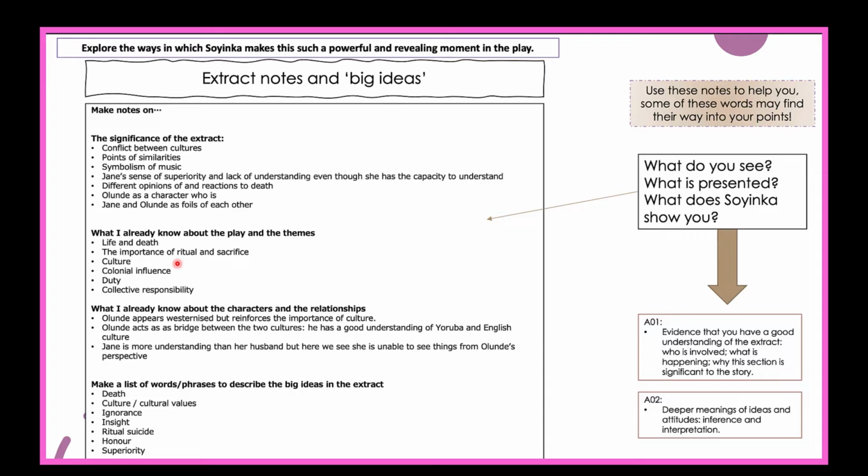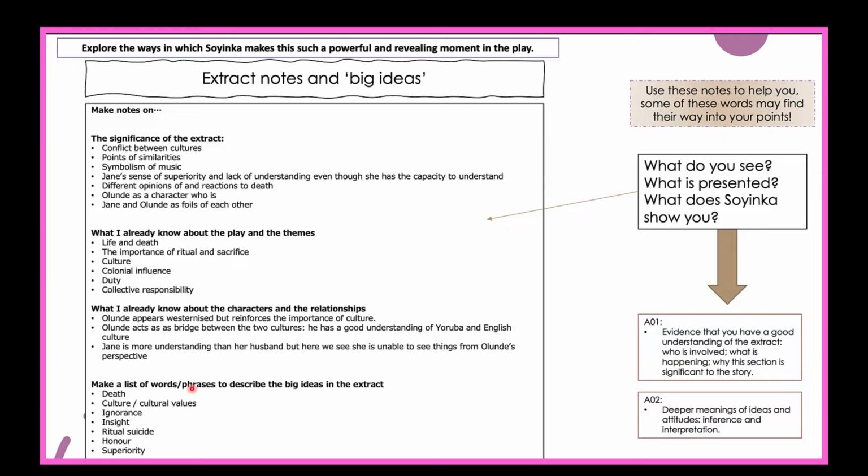What we already know is that the play is about life and death. We've got the importance of ritual and sacrifice, culture, duty, collective responsibility. We do have that colonial influence, which is evident throughout, but probably more so here with the character of Jane.